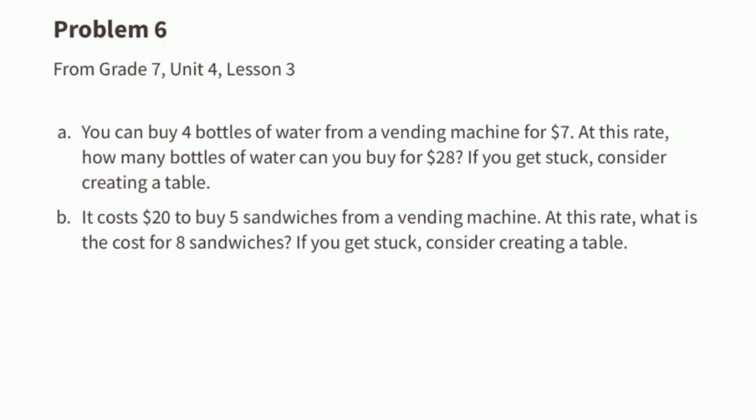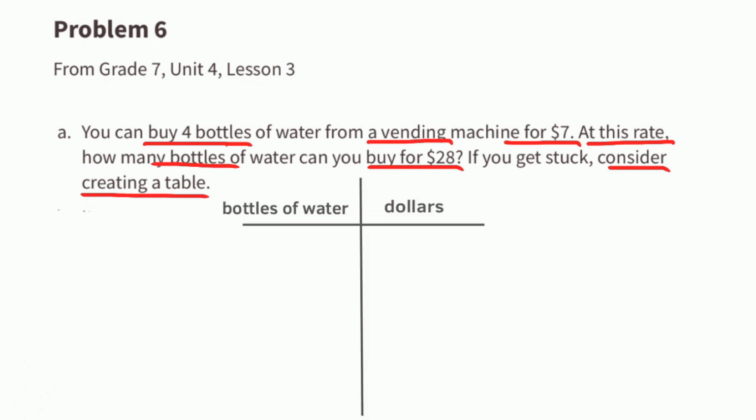Problem number 6, from 7th grade, Unit 4, Lesson 3. A. You can buy 4 bottles of water from a vending machine for $7. At this rate, how many bottles of water can you buy for $28? If you get stuck, consider creating a table.